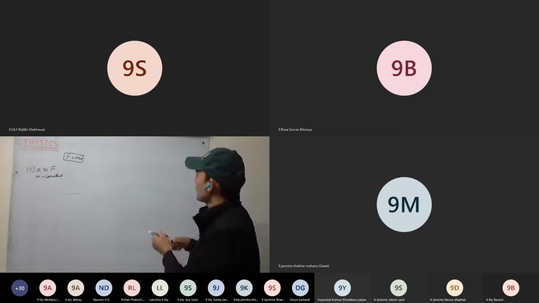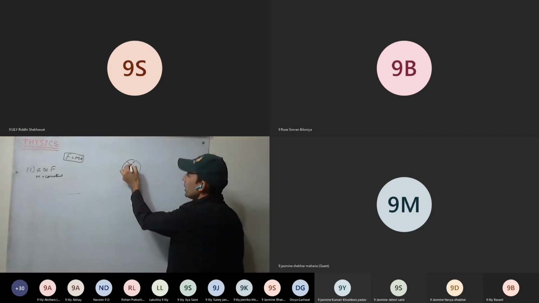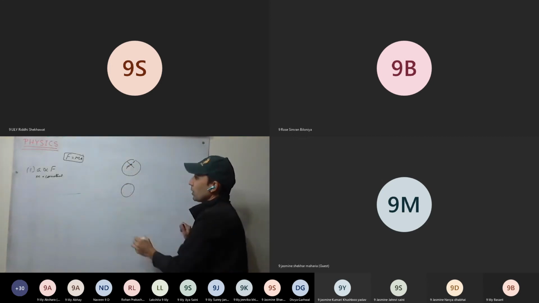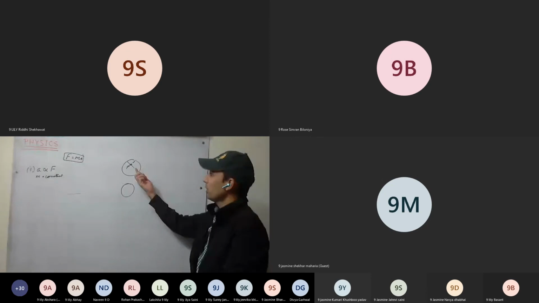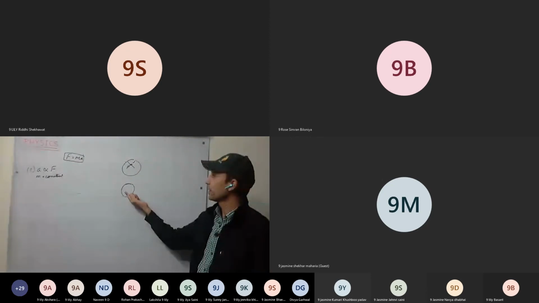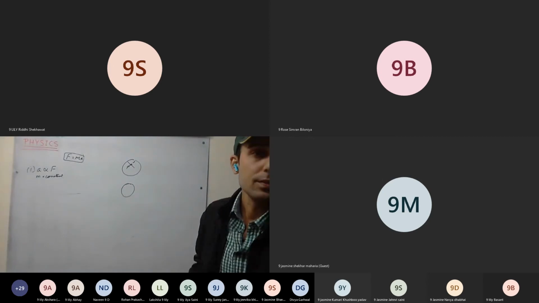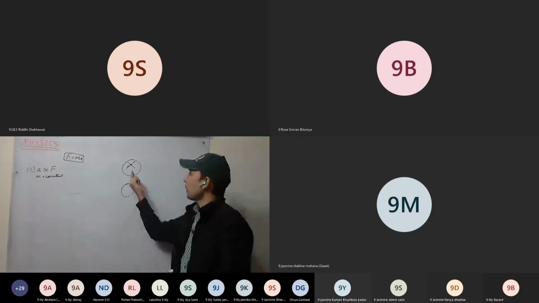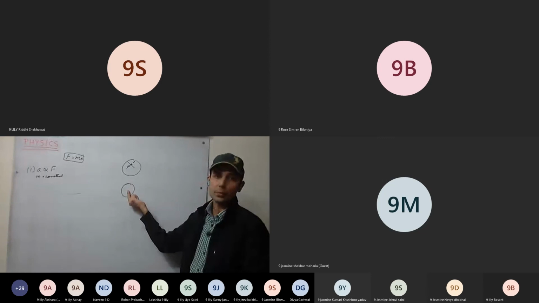Now for example, you have a football and a tennis ball. Their masses are different. The mass of the football is more as compared to the tennis ball.